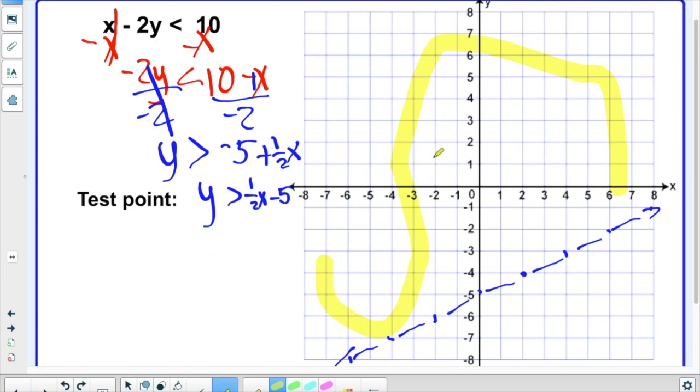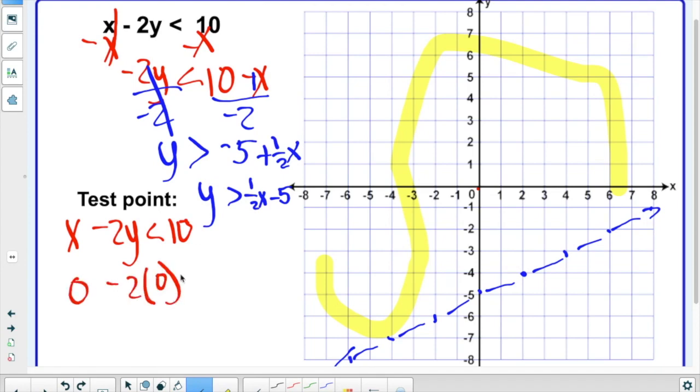Again, you could always test out a point. An easy test point here that is in my solution set is 0, 0. I'm going to test that out quickly, again using the original. So here I'm going to have 0 minus 2 times 0 is less than 10. It will definitely be less than 10 because 0 minus 0 is 0 and 0 is less than 10.